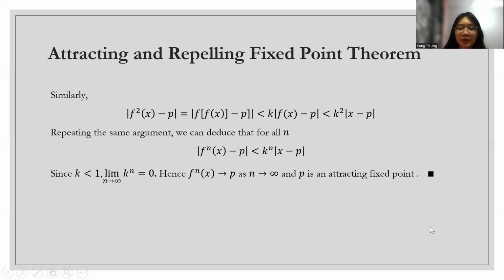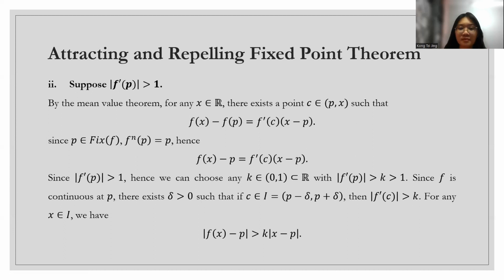Similarly, if we compute for |f²(x) minus p|, we get less than k²|x minus p|. And we repeat the same argument until n. We can deduce that for all n, |fⁿ(x) minus p| is less than kⁿ|x minus p|. Since we know that k is less than 1, the limit of kⁿ as n approaches infinity equals 0. And by this, we can conclude that fⁿ(x) approaches p, and p is an attracting fixed point.